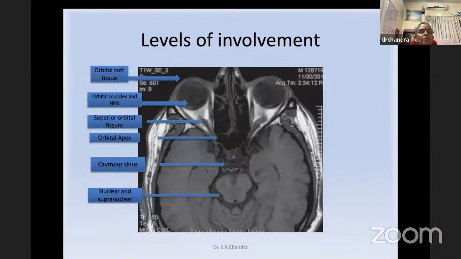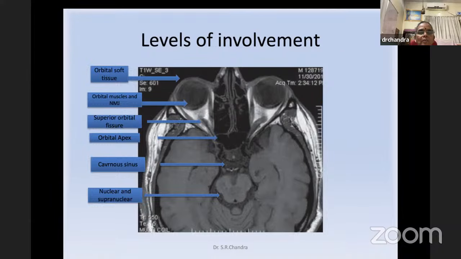So now to summarize what we went through. You can have an involvement at the level of the orbital soft tissue, that we call orbital cellulitis. In orbital cellulitis, there will be edema, there will be pain, there is paralysis of movement, but the neural structures like the pupil and the fifth nerve, V1, will not be affected. Then you have the orbital muscles and the neuromuscular junction where the neural element is involved. So the pupil will be involved, V1 will be involved. And in the neuromuscular junction, there are various signs I just revised.